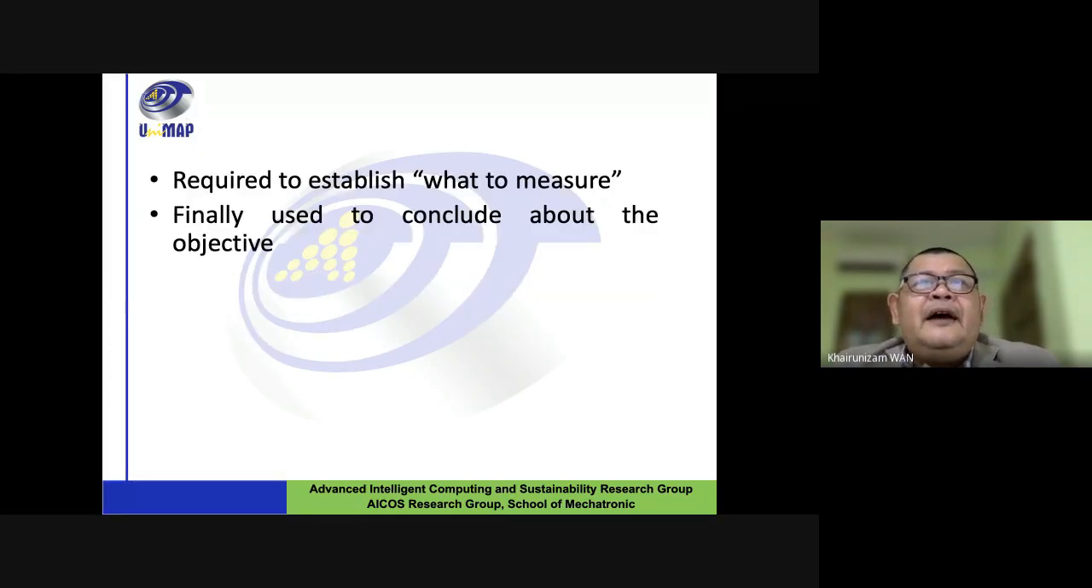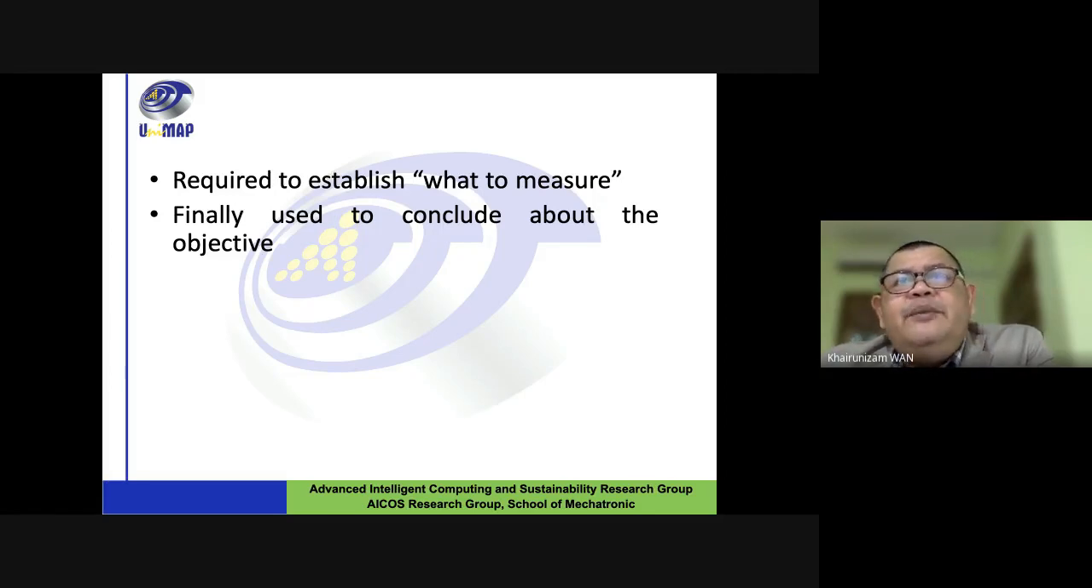And then this statement has relation with step 3, required to establish what to measure, and then finally used to conclude about the objective. Okay, the importance of postulating performance metrics. Why do we need a performance metric? Because we want to conclude about the objective. We want to measure back our objective, whether our objective is achieved or not.